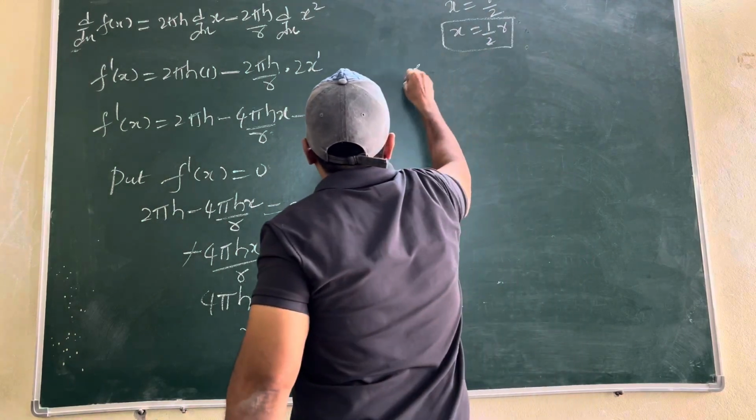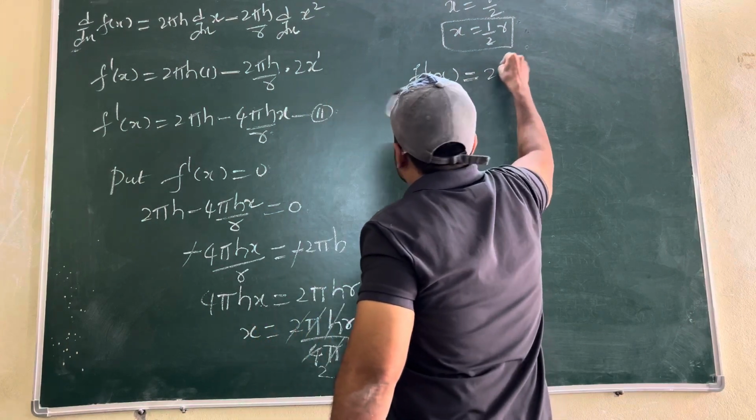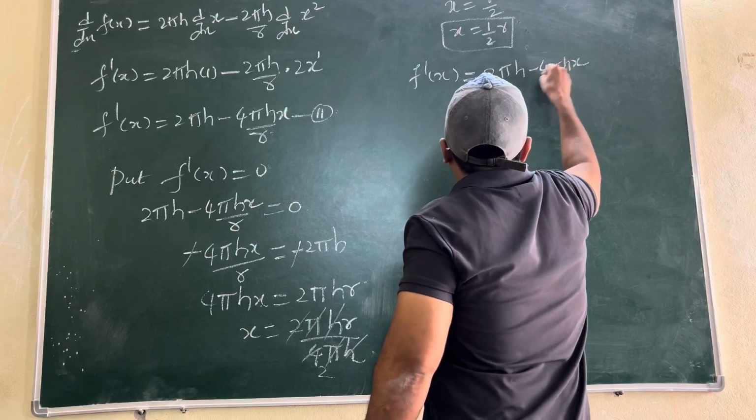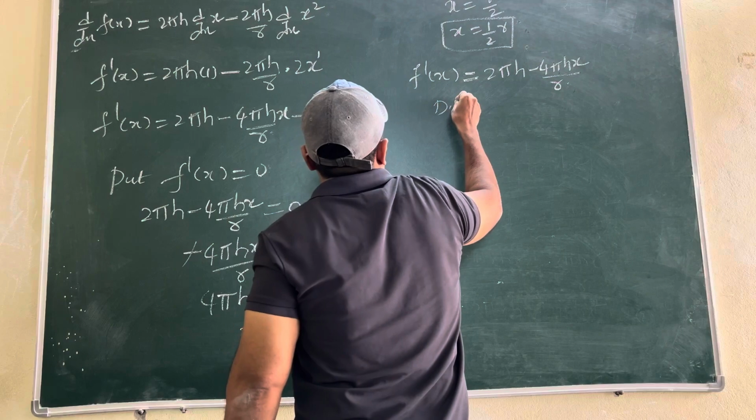Once we got the value of x, we will write f dash of x once again: 2 pi H minus 4 pi H x by r. Now what will we do? Differentiating again.